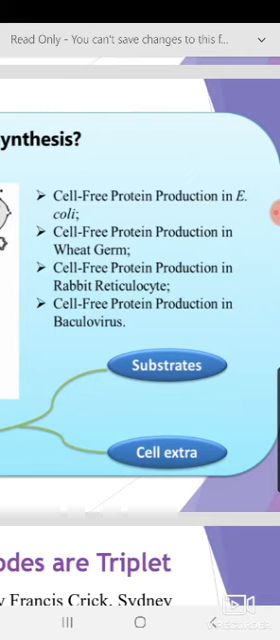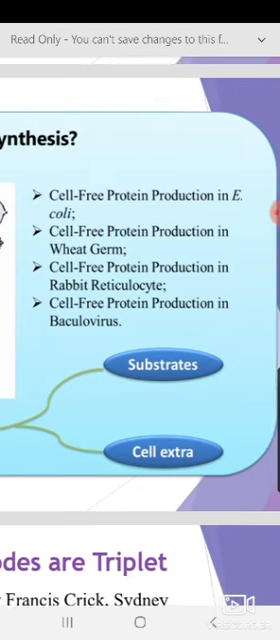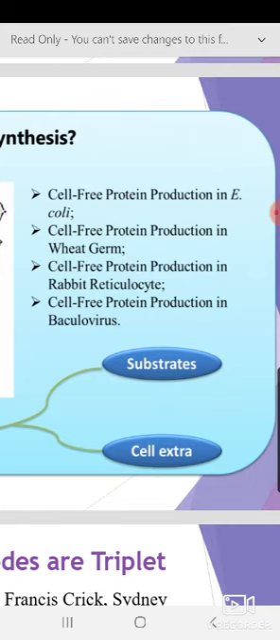Why reticulocyte? If you remember, the reticulocyte is an immature blood cell, so it doesn't have a nucleus. Only protein synthesis takes place there, and that is mainly hemoglobin. So if you treat it with the proper template you want to study, you can take that as your model. And then there is cell-free protein production in baculovirus. So depending on which system you want to study, whether eukaryotic, prokaryotic or viral, you can choose any one of these.